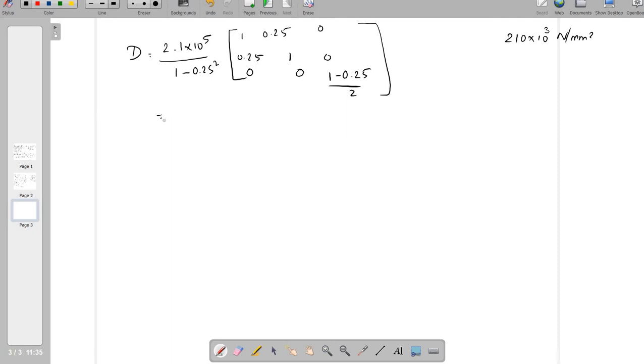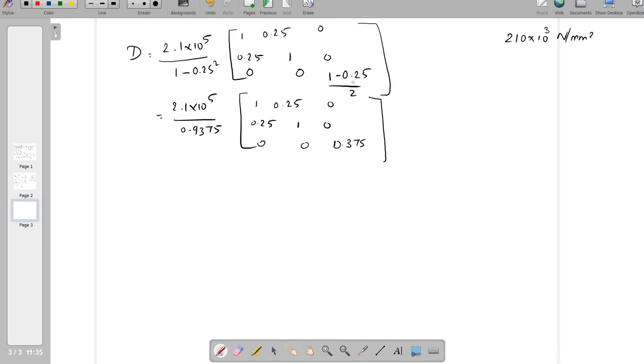By simplifying, 2.1 into 10 power 5 divided by 0.9375, times the matrix 1, 0.25, 0, 0.25, 1, 0, 0, 0, 0.375.